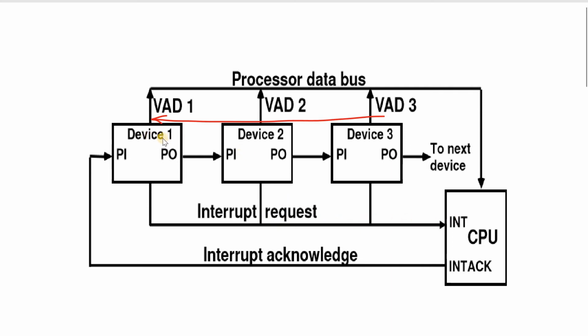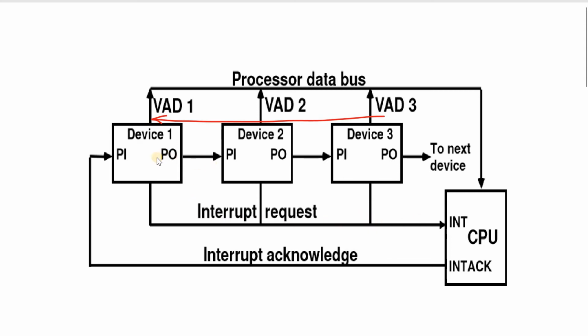So either device 1 is requesting service, in which case the CPU will respond to device 1, or if device 2 is requesting some service, the CPU will respond to device 2, but on a priority basis. First the CPU will check whether the interrupt signal is generated from device 1 or not. If it is not generated, the cursor goes to device 2. If device 2 has not generated an interrupt request, the cursor goes to the next level, checking whether an interrupt signal is generated from that device or not.